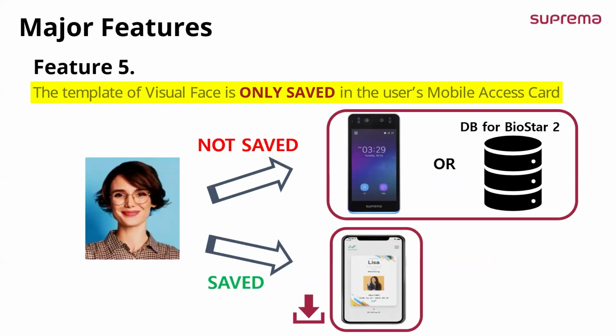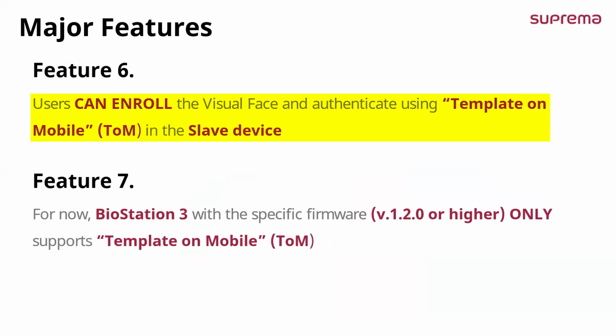When enrolling the visual face to the Suprema device or trying to authenticate using TOM, the template of the visual face is not saved in the Suprema device or BioStar 2 database, but only saved in the user's mobile access card. Feature 6. Users can enroll the visual face and do authentication using TOM in a slave device only if both master and slave devices support TOM.